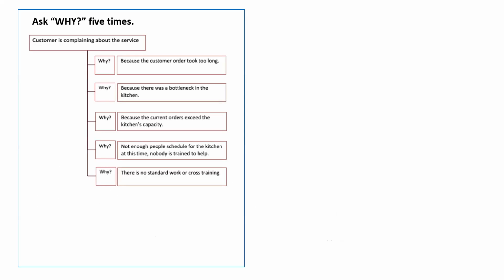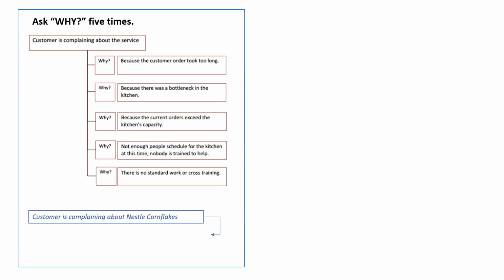Customer is complaining about the service. Why is customer complaining about the service? Because the customer order took too long. So why did the customer order take too long? Because there was a bottleneck in the kitchen. Why is there a bottleneck in the kitchen? Because of capacity. Why is there a capacity issue in the kitchen? Because we don't have enough people. Not everybody is trained to do everything. So why is that? We don't have any cross-training. So maybe if that is where you want to stop and address it, then you talk about looking into areas where you want to fix it.